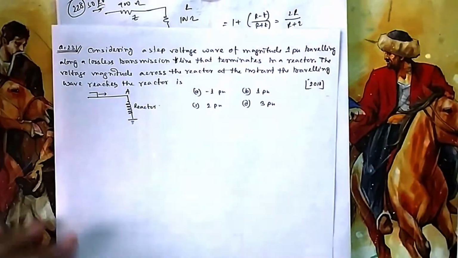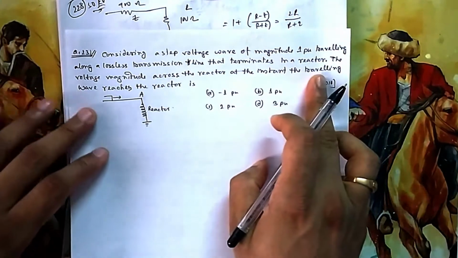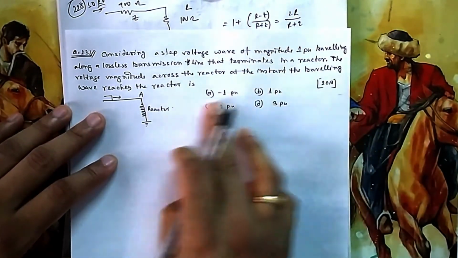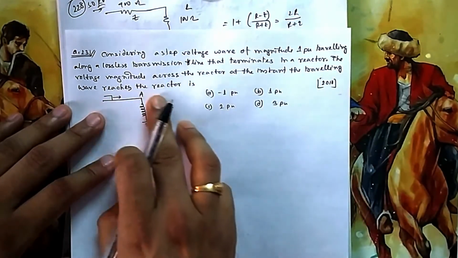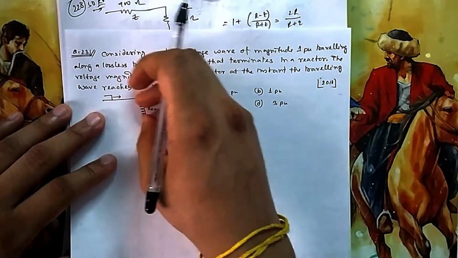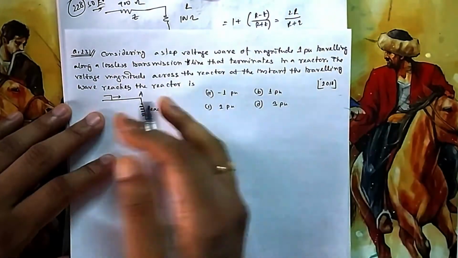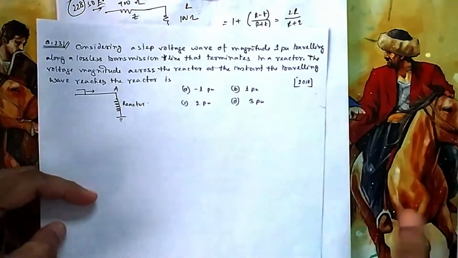Now if you come to 231, consider a step voltage wave of 1 per unit traveling on a lossless transmission line which terminates in a reactor. The voltage magnitude across the reactor at the instant the traveling wave reaches the reactor. Okay. So across the reactor, that means the voltage going to that side, the reactor side, how much voltage is propagating, that is the transmitted.